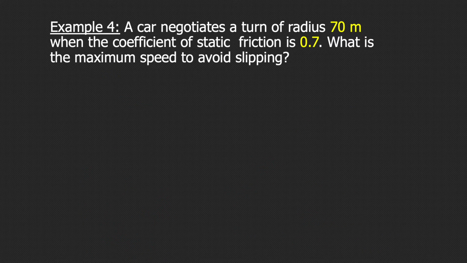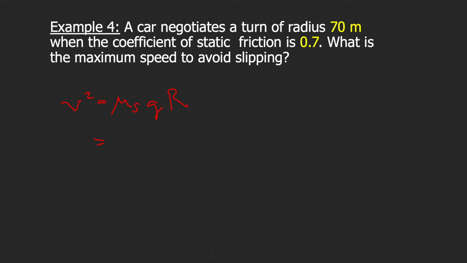Now let's apply that equation to solve this example problem number 4. A car negotiates a turn of radius 70 meters when the coefficient of static friction is 0.7. Then what is the maximum speed to avoid slipping? Now again, we have an equation, which is v squared equal to mu s, or the coefficient of static friction, times g multiplied with the radius. So let's substitute the given values.